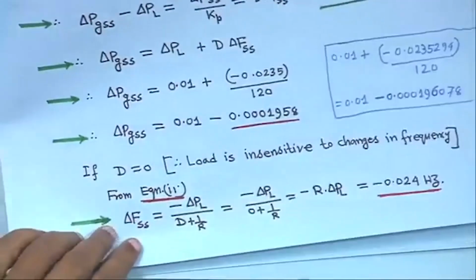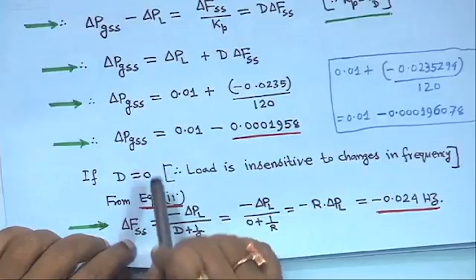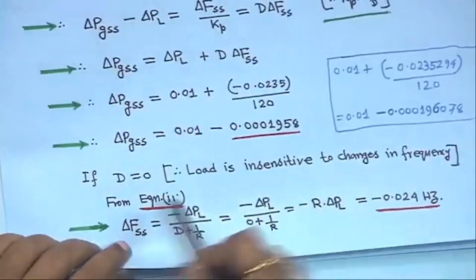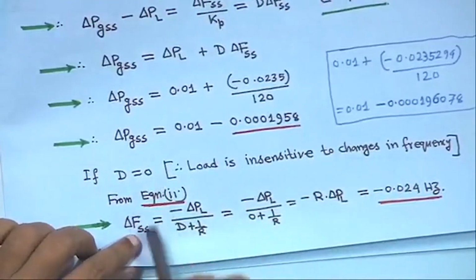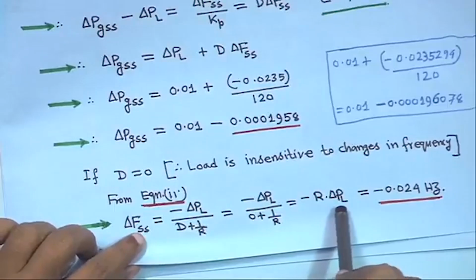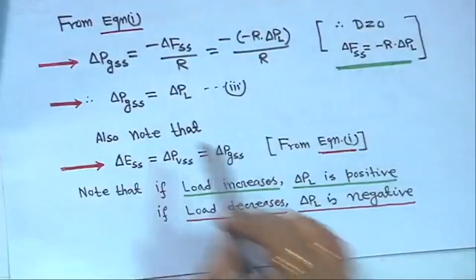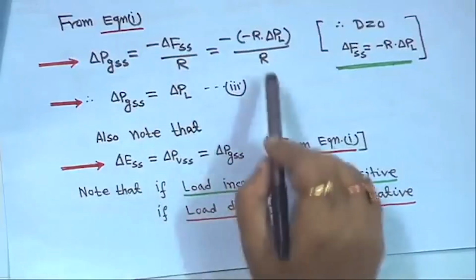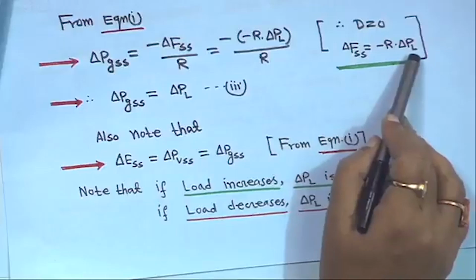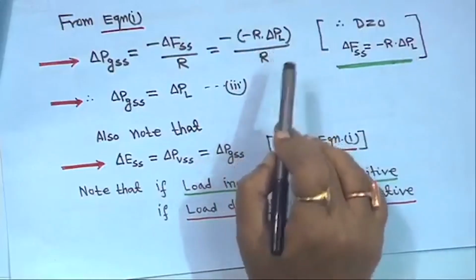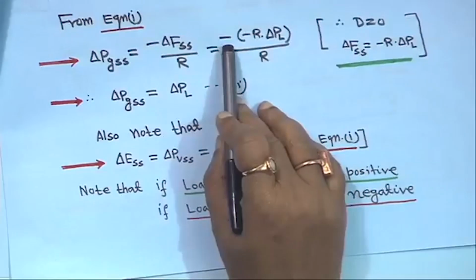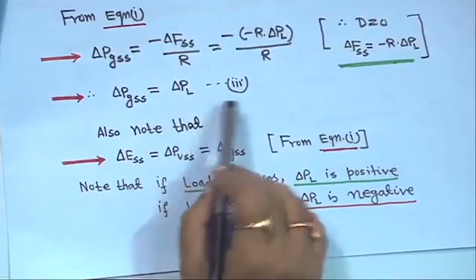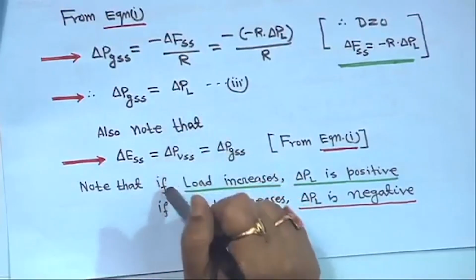FSS upon R, and from here we have seen that if D is equal to 0, directly delta PGSS is equal to delta PL. Now, again from this equation we have seen that if D is equal to 0, delta FSS is equal to minus R into delta PL, and we know that delta PGSS is equal to minus delta FSS upon R, and that means delta FSS is equal to minus R into delta PL. You substitute here, so R will be cancelled and minus becomes plus. So, delta PGSS is equal to delta PL, right. So, that is the idea for this D and without D, right.